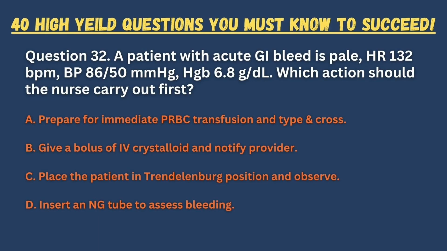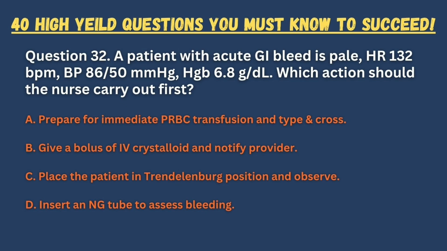Question 32. A patient with acute GI bleed is pale, HR 132 BPM, BP 86 over 50 millimeters of mercury, hemoglobin 6.8 gram per deciliter. Which action should the nurse carry out first?